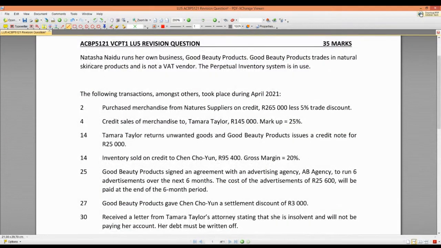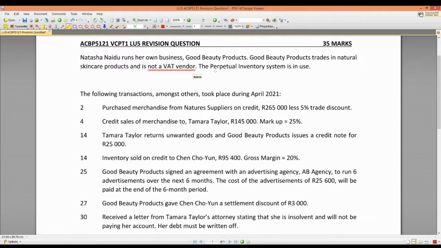Okay, so they tell you Natasha Naidu runs her own business, Good Beauty Products. Good Beauty Products trades in national skincare products and is not a VAT vendor. This is very important. When they tell you it's not a VAT vendor, then we cannot claim the input VAT and we do not raise output VAT.